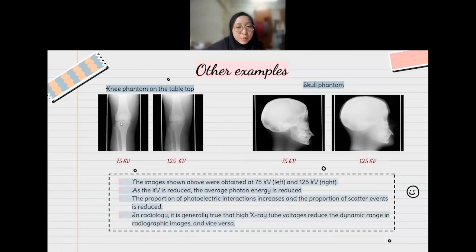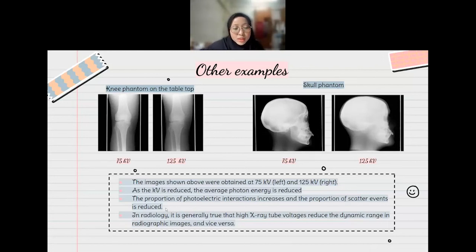So as you can see from both pair of images, the one using the lower kilovoltage has a more prominent contrast compared to the higher kilovoltage on the right. So as the kilovoltage is reduced, the average photon energy is reduced, the proportion of photoelectric interaction increases, and the proportion of scatter event is reduced as well.